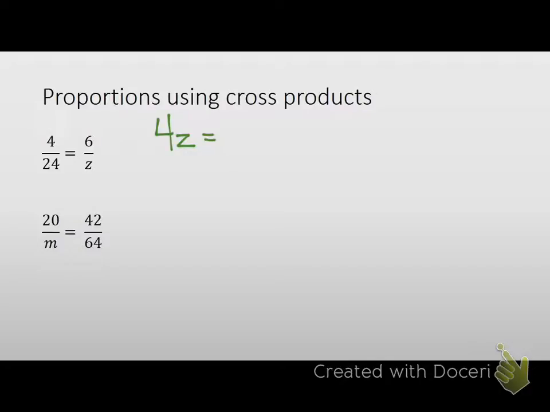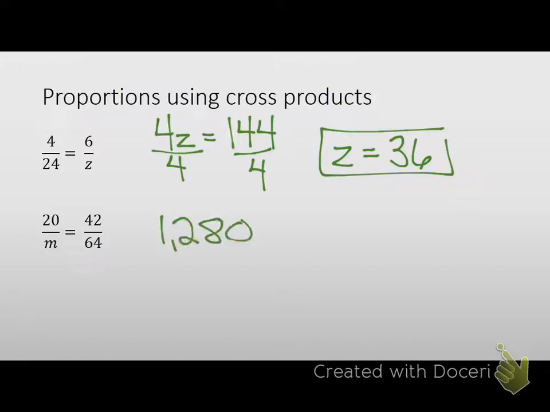So now with cross products, what it says is I'm multiplying diagonally. I'm multiplying cross products to form my new equation and then solving. Your second one, you are going to have to round to the nearest tenth. So just keep that in mind as you're solving. Four times z, 4z. 24 times 6 is what? 144. Use your cross products, form an equation. What do I divide both sides by? 4. Z is 36.